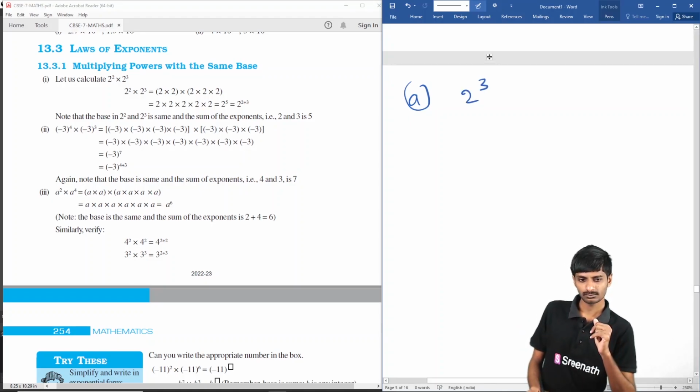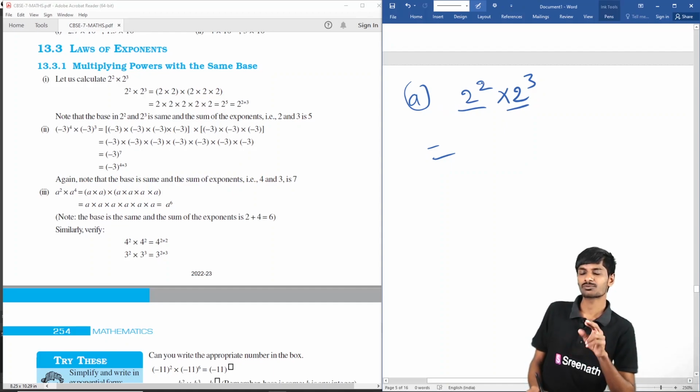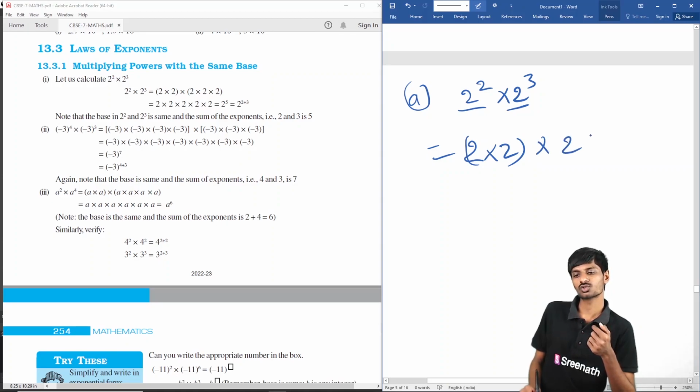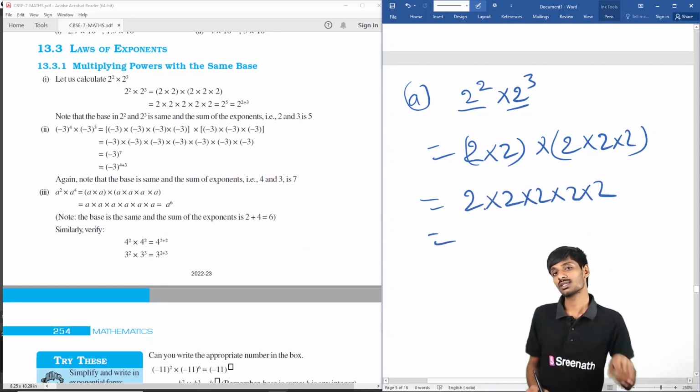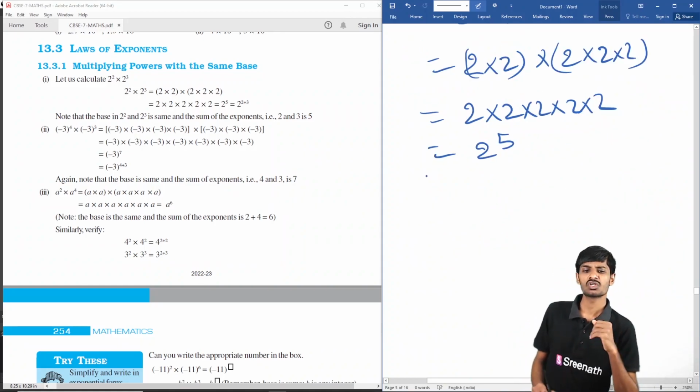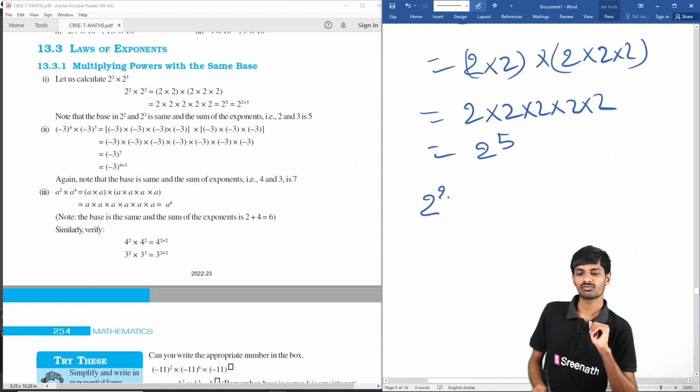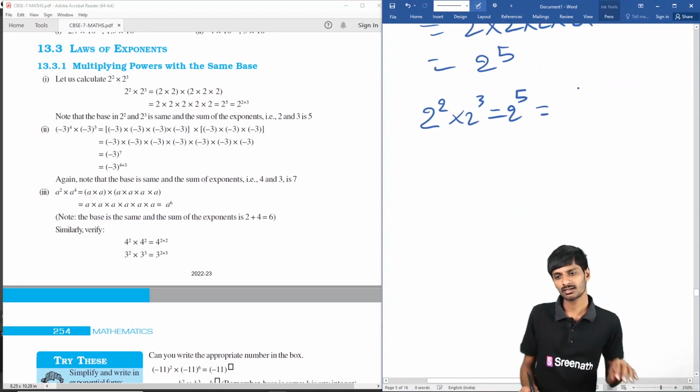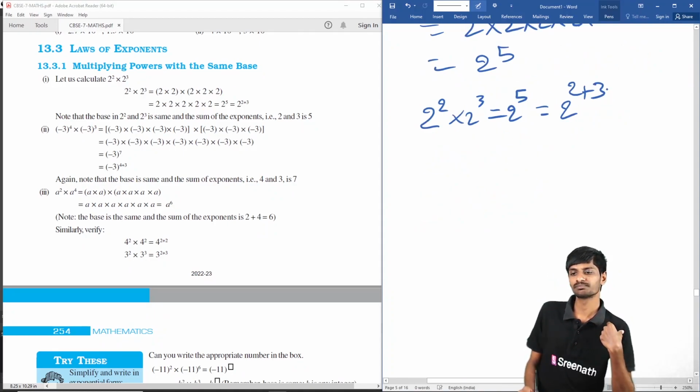So it is 2 square into 2 cube. Here in both situations the base is 2, same, and the exponents are different. Here it is 2 and here it is 3. 2 square means 2 into 2, and 2 cube means 2 into 2 into 2, 3 2's. So if we write all, that is 2 into 2 into 2 into 2 into 2. How many 2's are there? 5 2's are there. So it is 2 power 5. So what we have got? That is 2 square into 2 cube, we have got 2 power 5. Can we write 2 to the power of 5 as 2 plus 3 now?